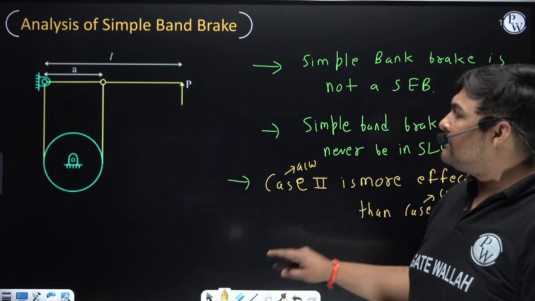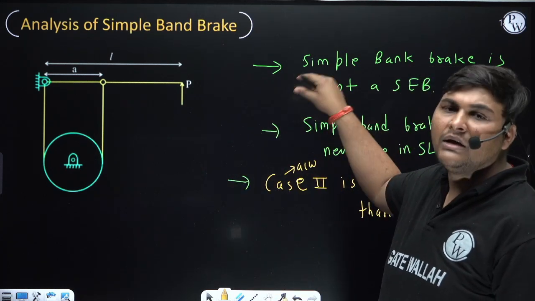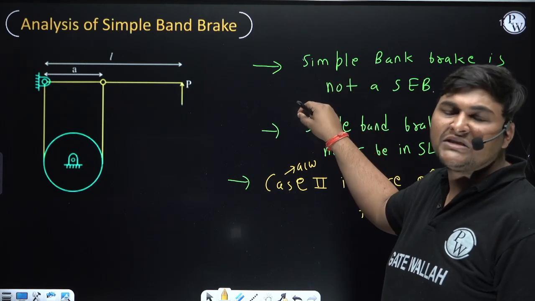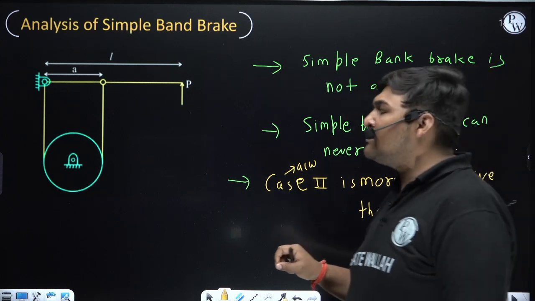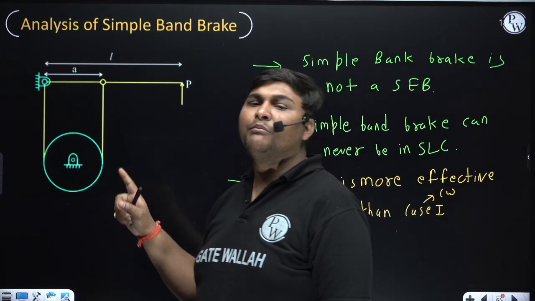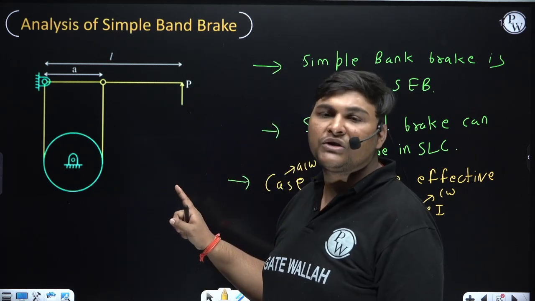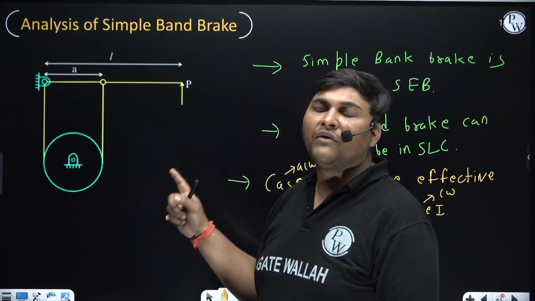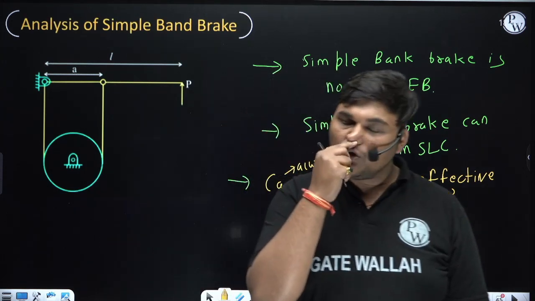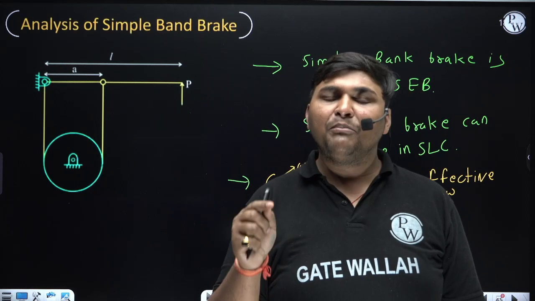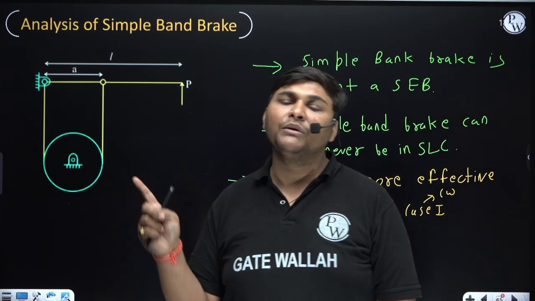So if a question is coming for a simple band brake, you can directly remember this conclusion. The brake will not be a self-energizing brake and it can never go into a self-locking condition. Now if the examiner asks which rotation of the drum brake is more effective, find the relation of braking effort for clockwise rotation and also for anti-clockwise rotation. After that, see for which rotation the braking effort value is coming less for the same braking torque, and that case will be more effective.